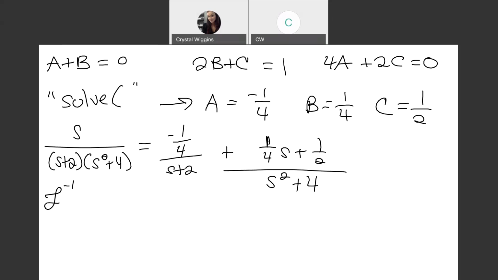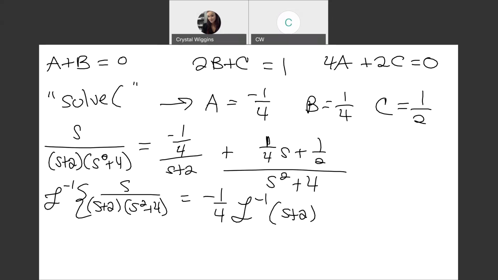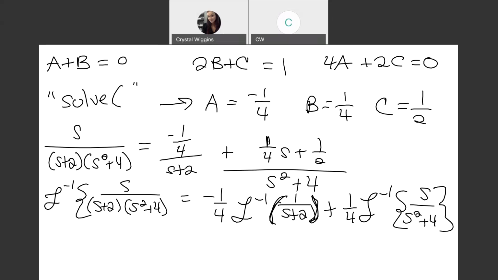So then the Laplace inverse of this complex fraction that was difficult to solve without breaking it down becomes negative 1/4 Laplace inverse of 1 over s plus 2, plus 1/4 Laplace inverse of s over s squared plus 4, plus 1/2 Laplace inverse of the last part, which is 1 over s squared plus 4.